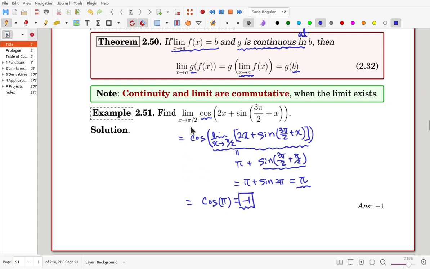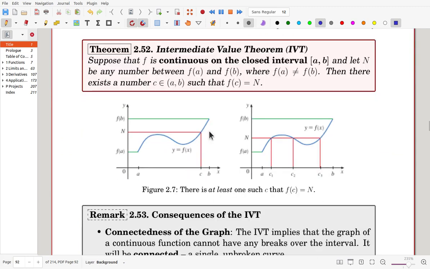So once it is continuous, you can interchange the limit and the continuous function, but the limit should exist. Okay, now the second part of this video clip is about the intermediate value theorem. Okay, let's read the theorem.